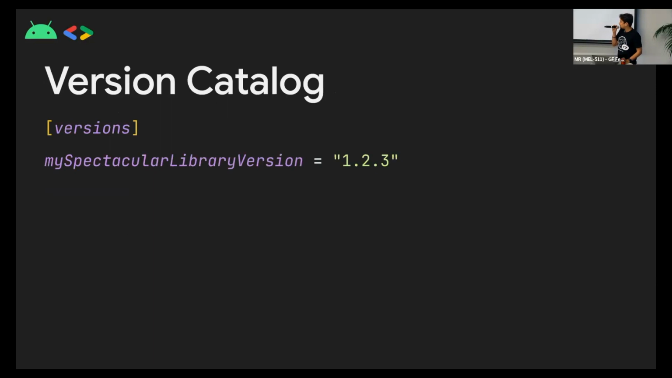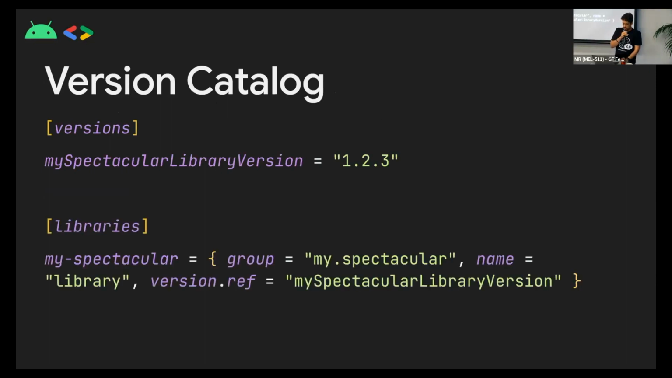So yeah, this is how you would define a version. That variable, my spectacular library version, gets the value 1.2.3. And then in the library section, I granularly define my spectacular library. So I've got the group there and the name of the artifact. And then the version reference goes back to that particular variable.